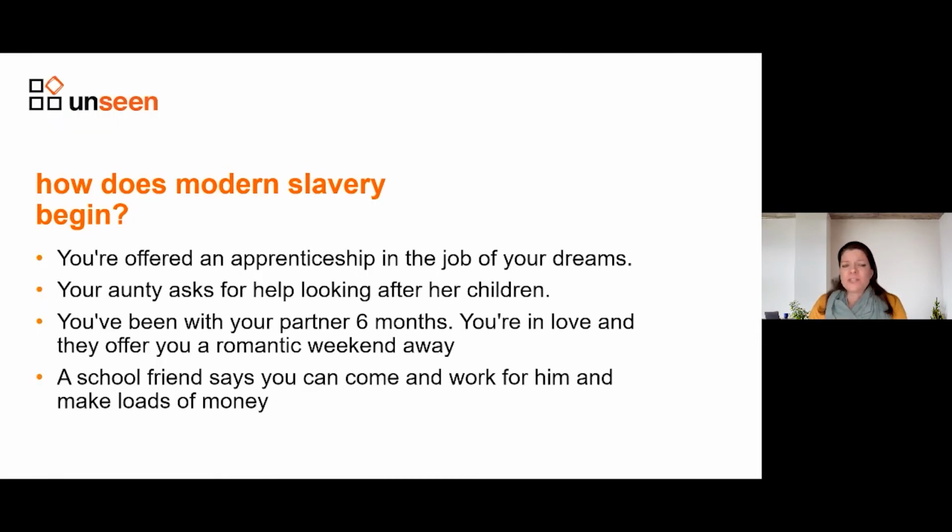So if you're wondering, well, then how do individuals get into the situation in the first place? How does recruitment happen? If it can happen to anyone, what should we be on the lookout for if we're trying to prevent and inform ourselves and our community? So I just want to pause here and take a minute to look at these 4 bullet points and think to yourself, would you go for any of those situations?